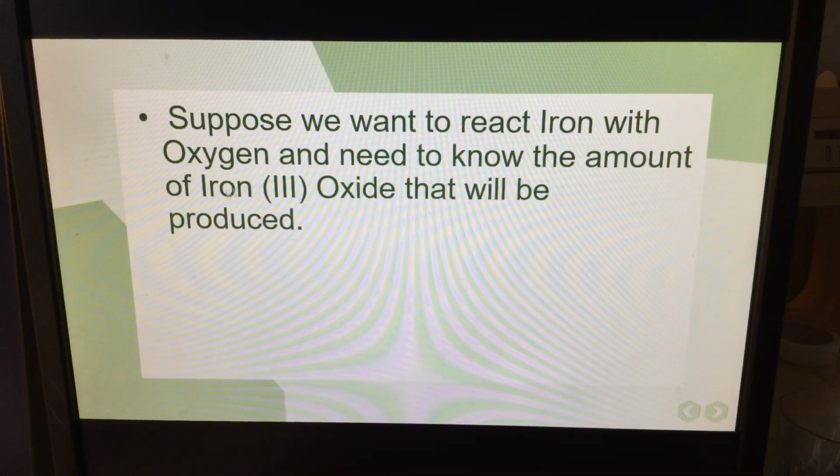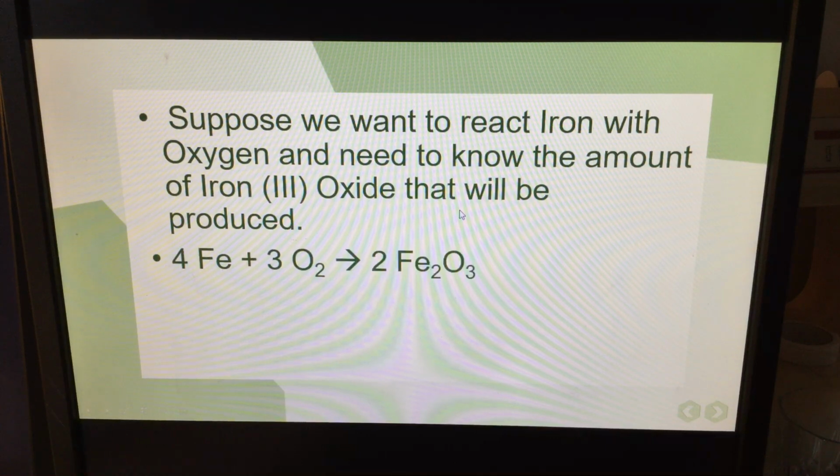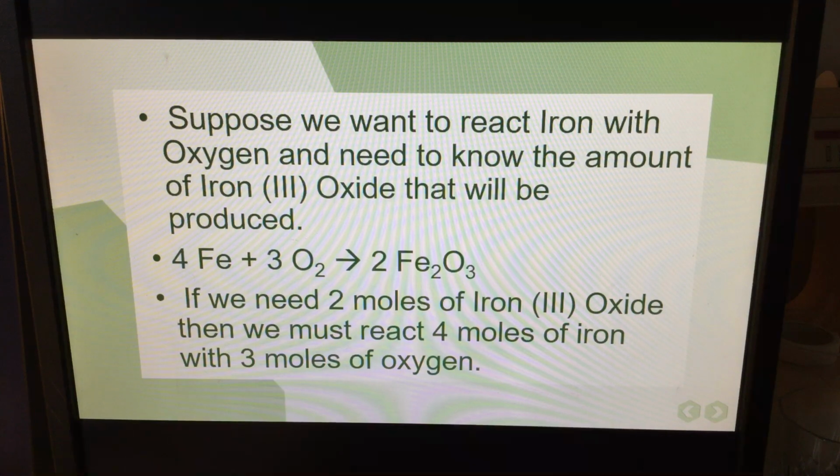But suppose we want to react iron and oxygen, and we need to know the amount of iron oxide that will be produced. So we write down our reaction, we get the correct coefficients, we balance the equation. If we need 2 moles of iron oxide, then we need to react 4 moles of iron with 3 moles of oxygen. If we react 4 moles of iron with 3 moles of oxygen, we will produce 2 moles of iron oxide.